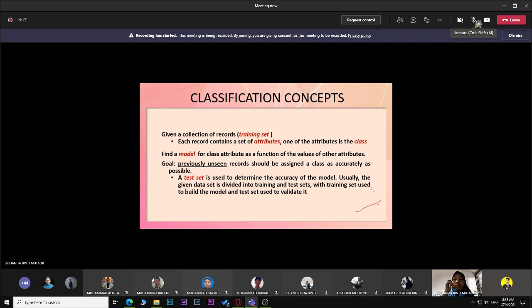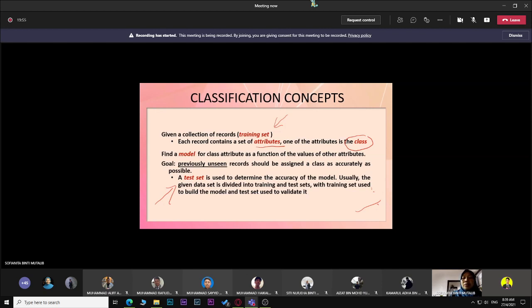If you look at this slide, there are important terms given here, which are training and also test. The training data set involves records with attributes, and the attributes must be consistent, the same, and the last attribute must be the class or the target of the outcome that you want, showing the category of the data.